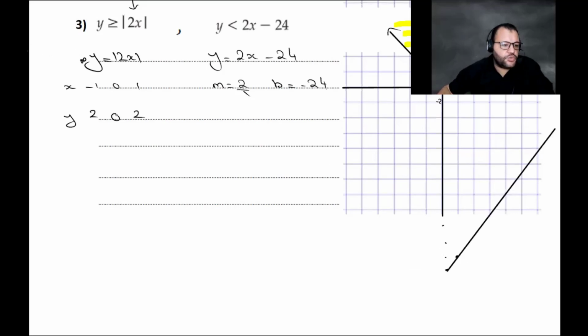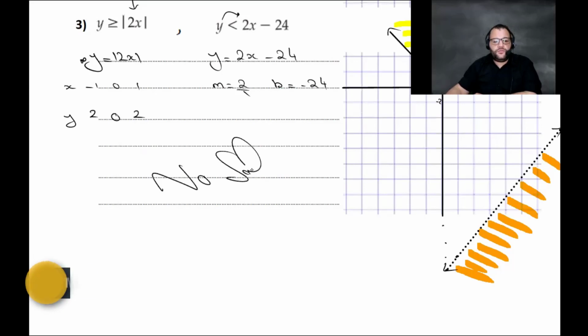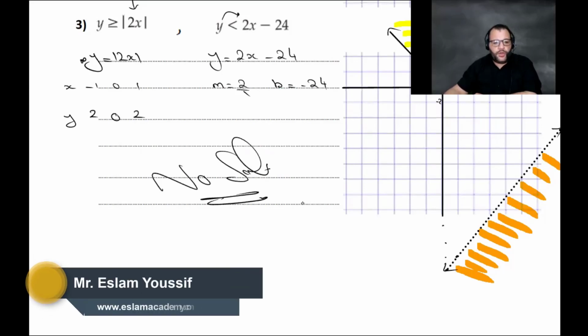You will find that the two shapes will never intersect. This line would be a dotted line. And y is smaller than, so we shade the part below the line. There is no common part, which means there is no solution. Any problem for this one?